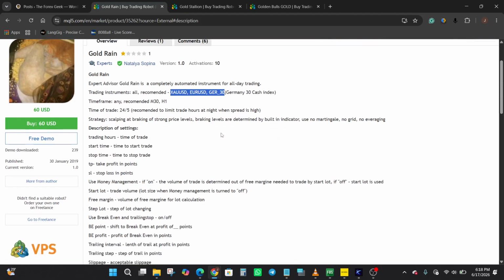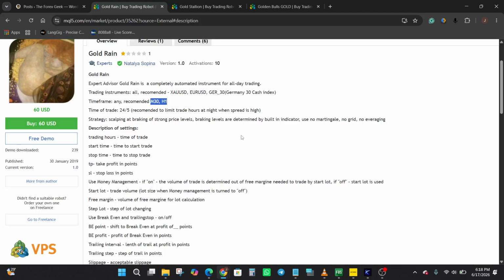Now, when it comes to chart time frames, the EA can technically work on any time frame, but the recommended options are M30 and H1. The developer also notes that trading is available 24 hours a day during the trading week, although limiting trading activity during nighttime hours may be beneficial when spreads become wider.